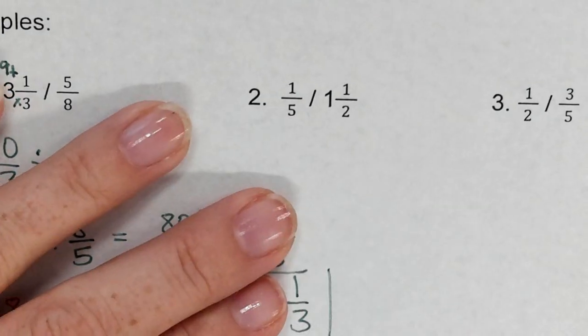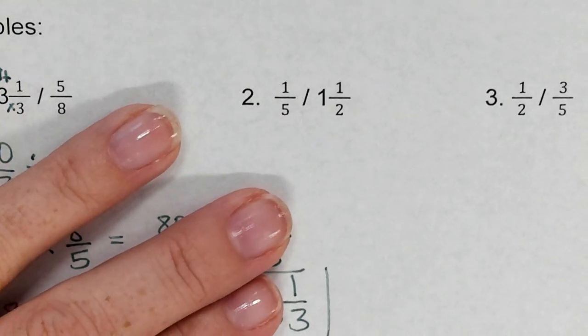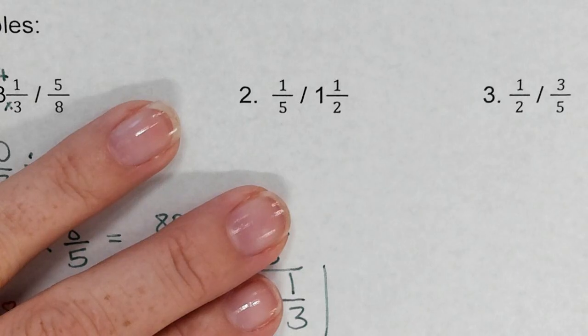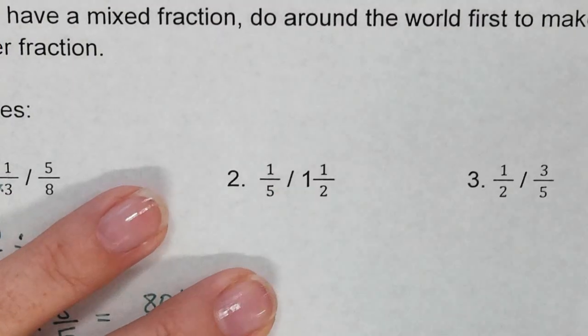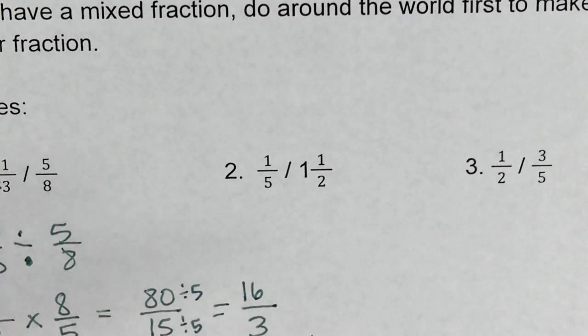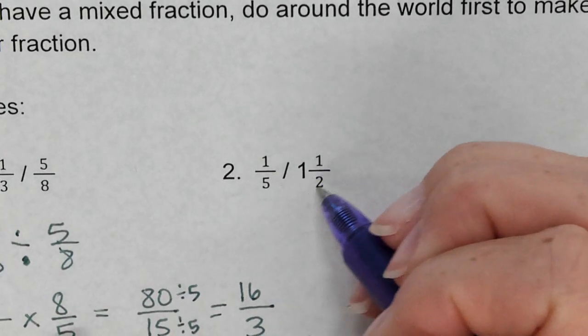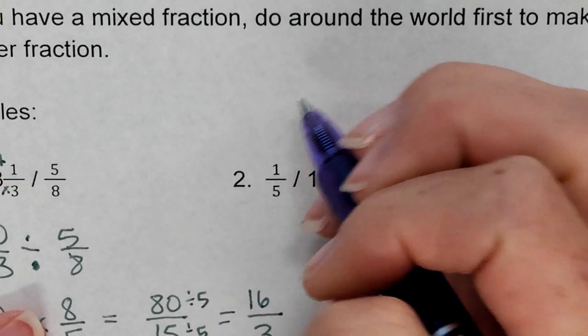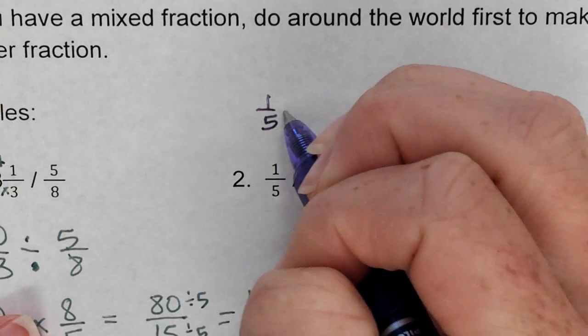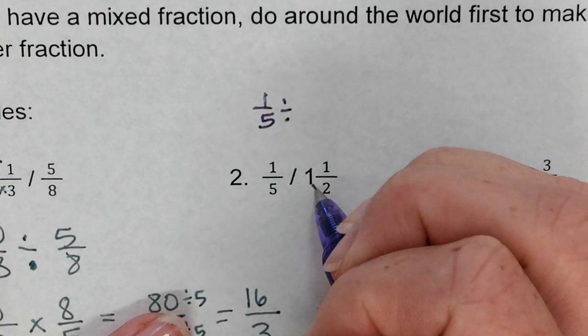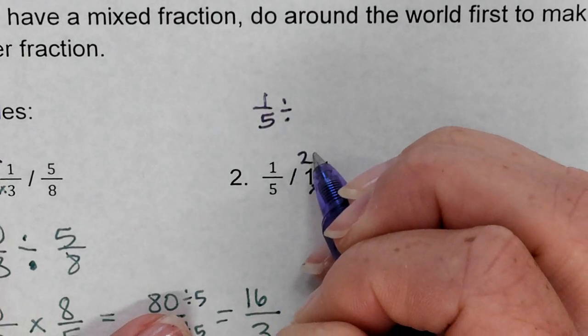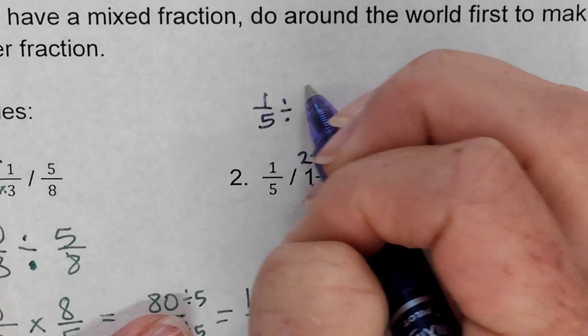All right, 1/5 divided by 1 1/2. What's the first thing I have to do? Around the world. All right, so I have 1, and no, you cannot change the order. Did y'all hear me? You cannot write this first. You must write 1/5 divided by, and then you do around the world. 2 times 1 is 2, plus 1 is 3.